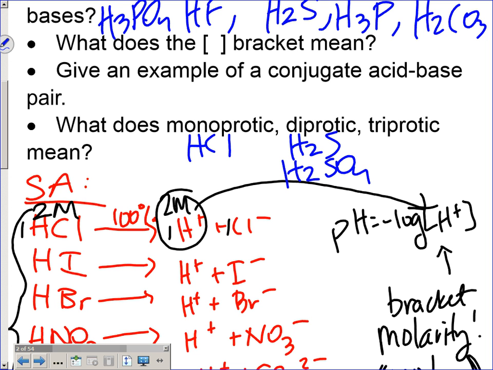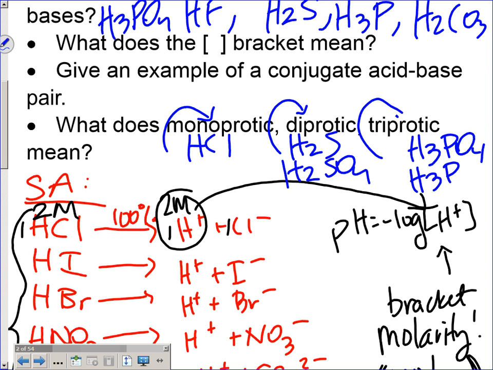What's triprotic? Phosphoric acid or hydrophosphoric acid. Something like that. So just relate the protic to the H plus, and you're in a good place. Those are the definitions. Thumbs up. Can I move on?